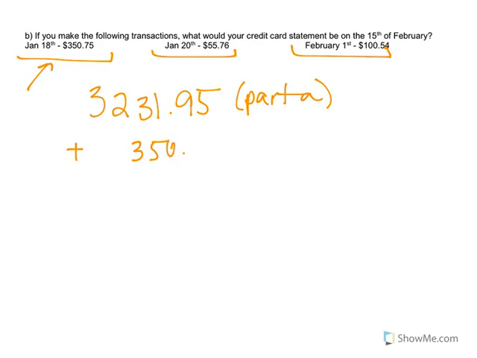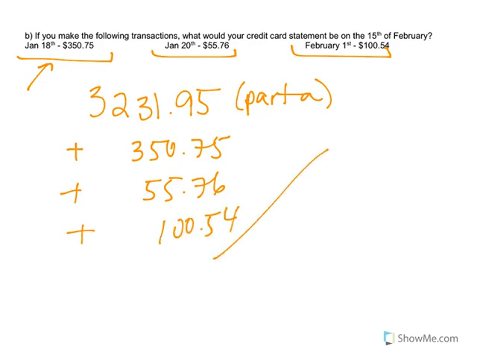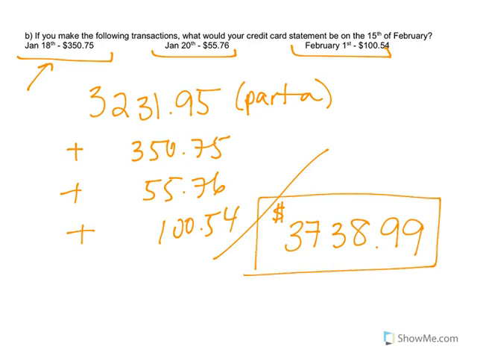So plus 350.75 plus 55.76 plus $100.54. And now it's going to be $3,738.99. So this is what your bill is going to say on the 15th of February if you had made purchases. If you paid off your credit card to zero right now, you would pay no interest. However, you're not going to do that. You're going to pay the minimum payment.